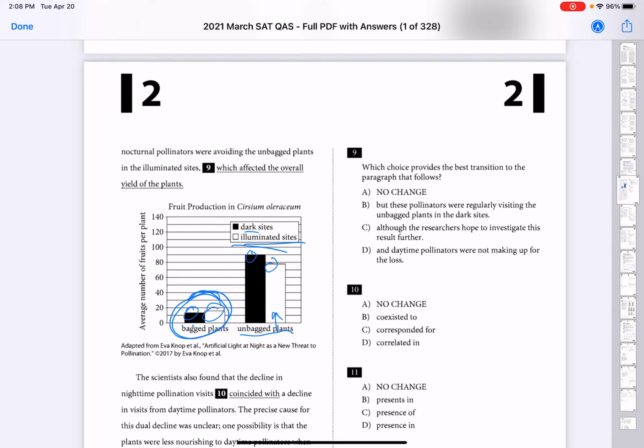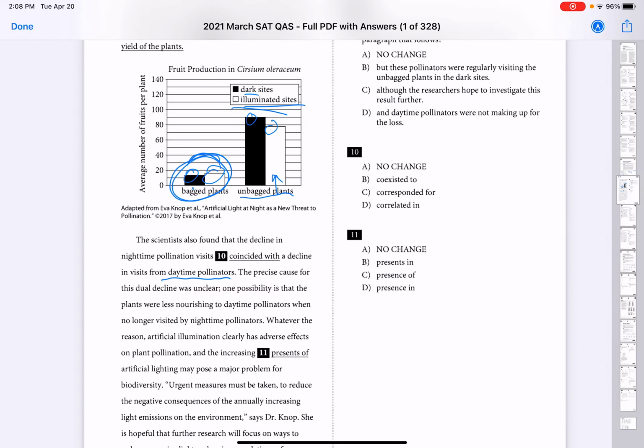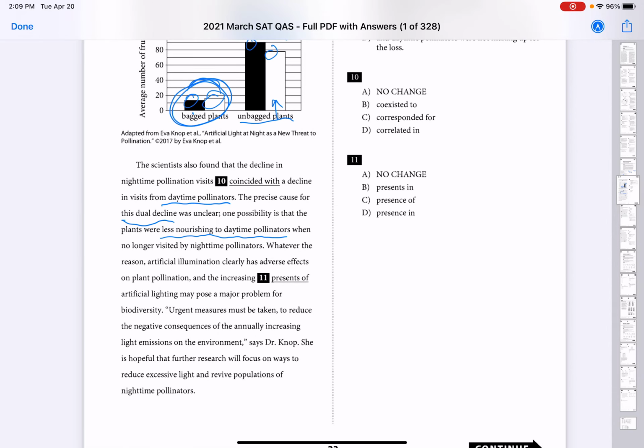So let's see what the next paragraph speaks about. The scientists also found that the decline in nighttime pollination visits coincides with the decline of daytime pollinators. The precise cause for this dual decline was unclear. One possibility is that the plants were less nourishing to daytime pollinators when no longer visited by nighttime pollinators. Whatever the reason, artificial illumination clearly has adverse effects on plant pollination and biodiversity, so urgent measures must be taken.